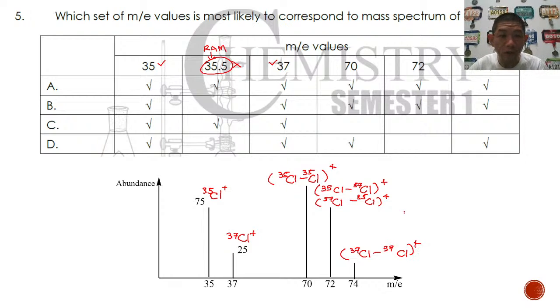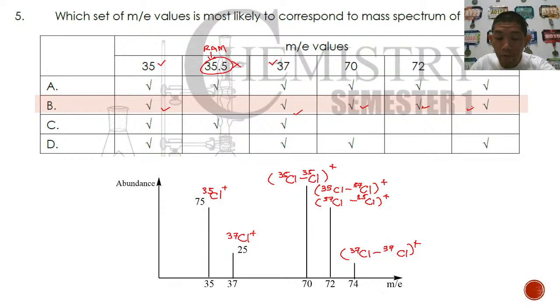So what information can you have in here? The set will be 35, 37, 70, 72, and also 74. Okay, so the answer in here is B. So that is for question number 5.